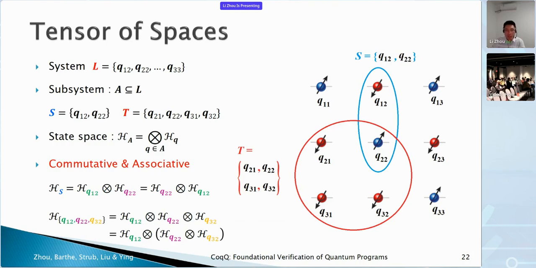For example, both HQ12 tensor HQ22 and HQ22 tensor HQ12 provide the same state space of subsystem S, and thus they are the same. Similarly, rearranging the parentheses in HQ12 tensor HQ22 and tensor HQ32 will not change the final state space. This minimizes the need to handle the isomorphism caused by commutativity and associativity of tensor product.